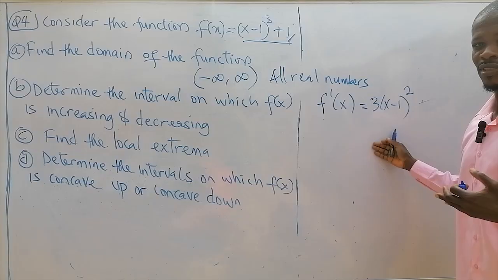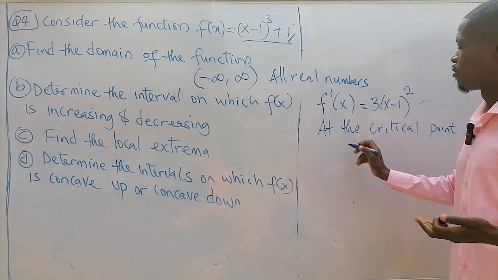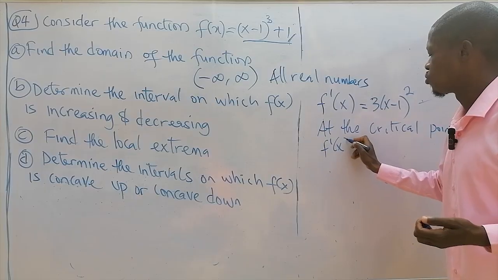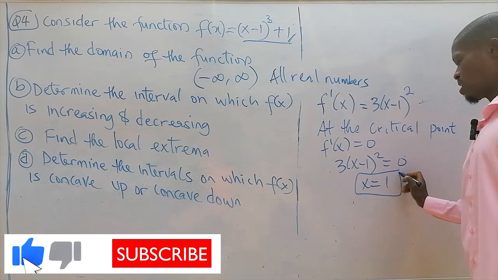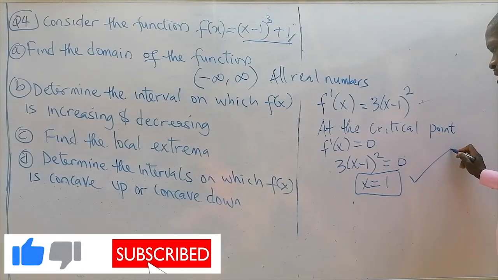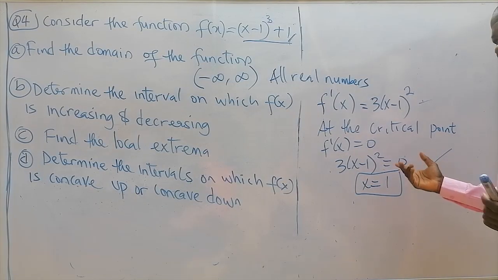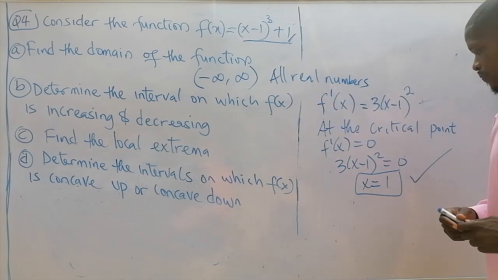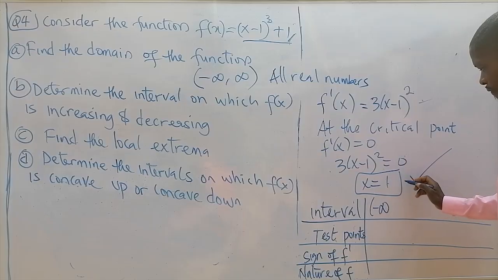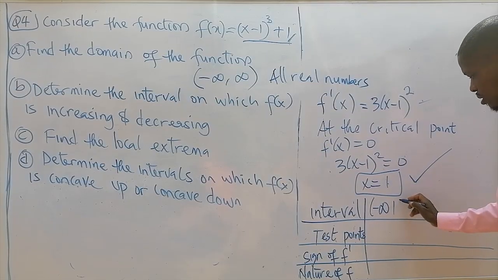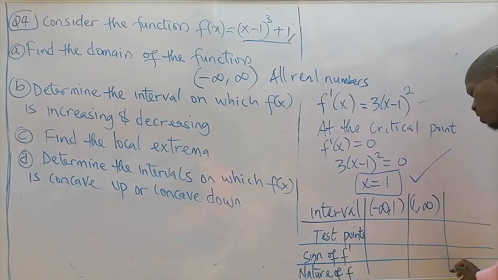The next step is to find the critical points. At the critical points, your differential coefficient will be equal to 0. For this function, the critical point is x equal to what? It is 1. So that's our critical point. Then the next thing to do is to create a table. So the intervals are going to be minus infinity to 1, since we only have one critical point, then 1 to infinity. So that will be our interval.